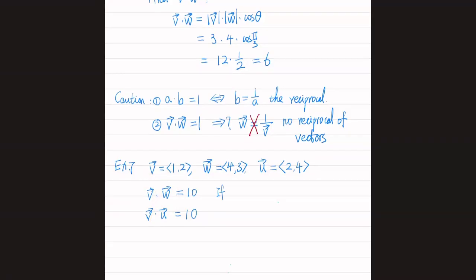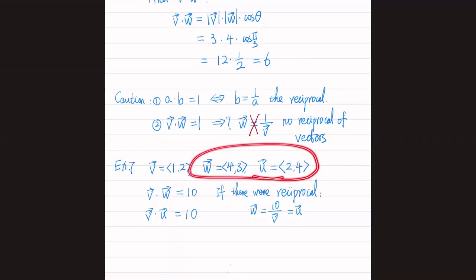If they were reciprocals, we would get something ridiculous. These two vectors are different, but they would both be the reciprocal. So it doesn't work this way, a contradiction.